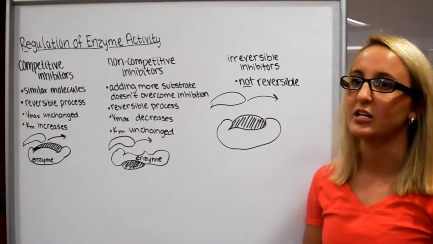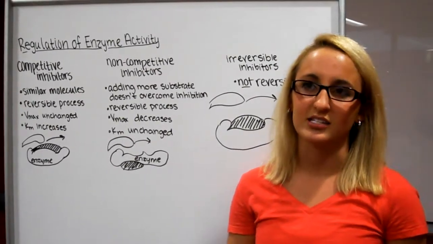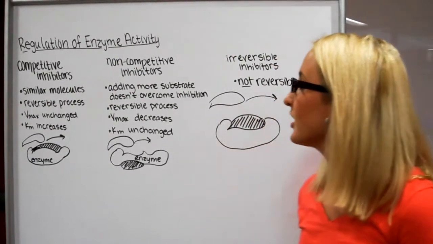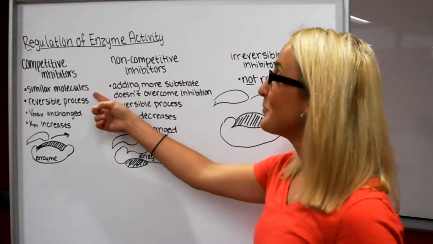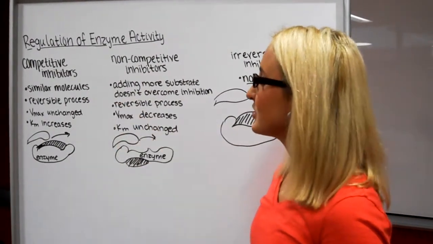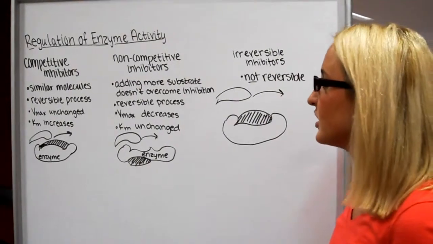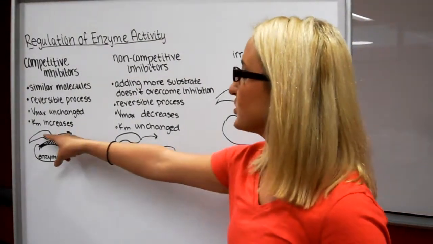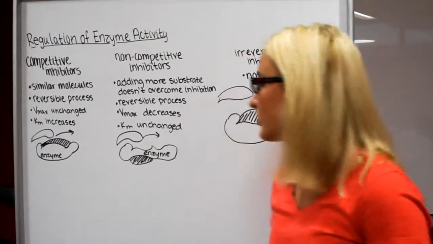First are competitive inhibitors, which compete with the substrate for the same active site on the enzyme. It is important to note that competitive inhibitors are similar molecules. The process is reversible, the Vmax remains unchanged, but the Km does increase. So here we can see that this substrate can't bind to the enzyme because something else already has with different functional groups.